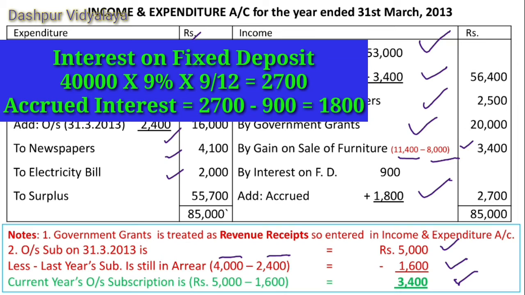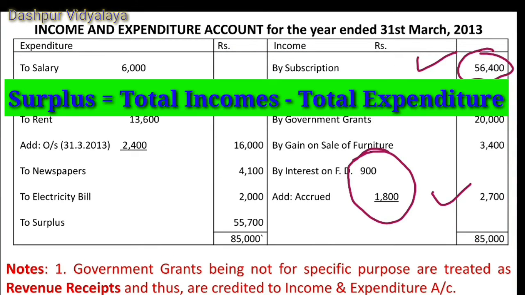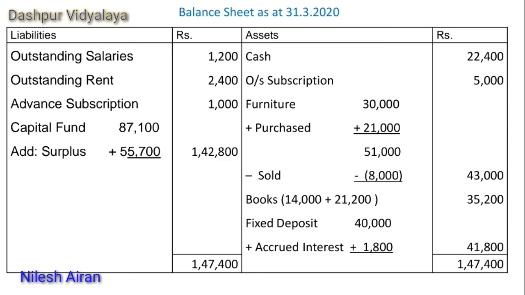Now in interest, accrued interest we'll have to calculate here. We are given here that investment we have 40,000 and it is 9% for 9 months. The total amount will be 2,700, out of which we have received already 900, so 1,800 will be accrued interest. Now we have to calculate surplus. Surplus means excess of income over expenditure. So this surplus will be calculated by comparing incomes and expenses.